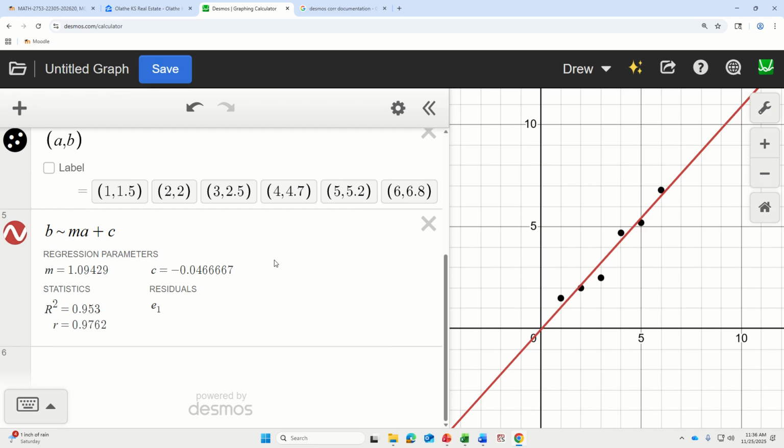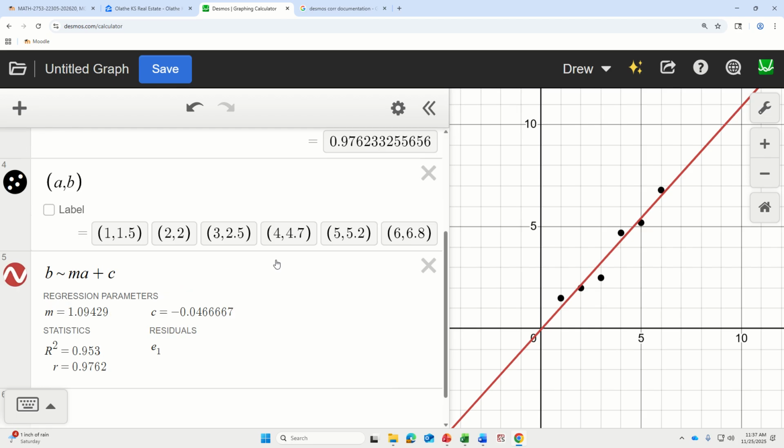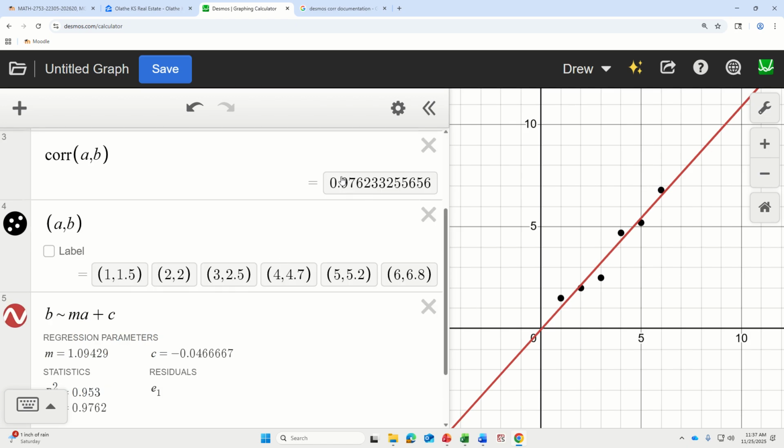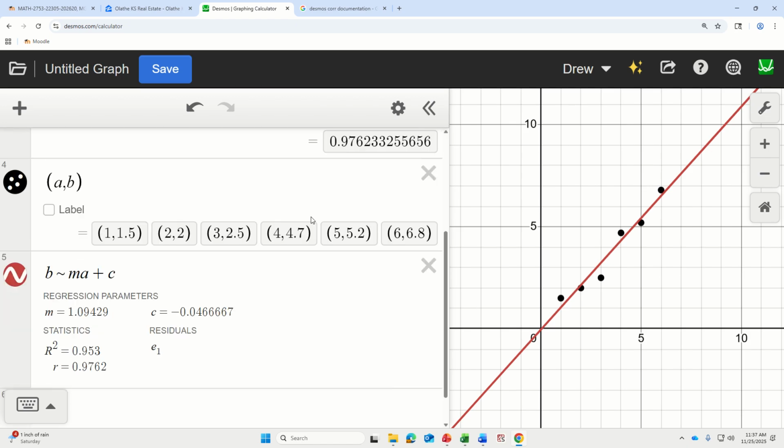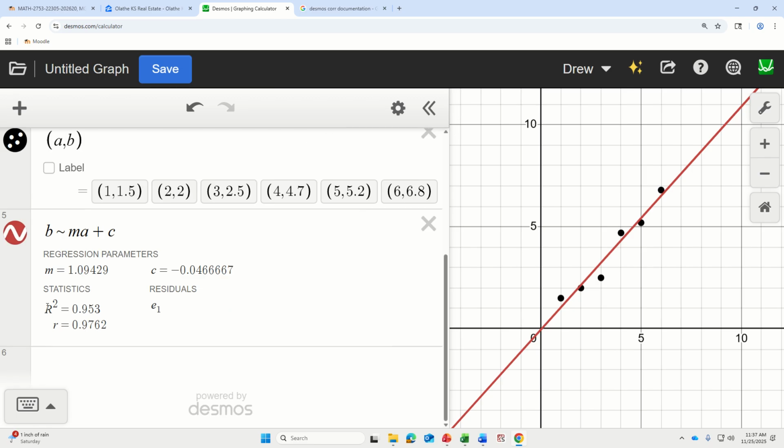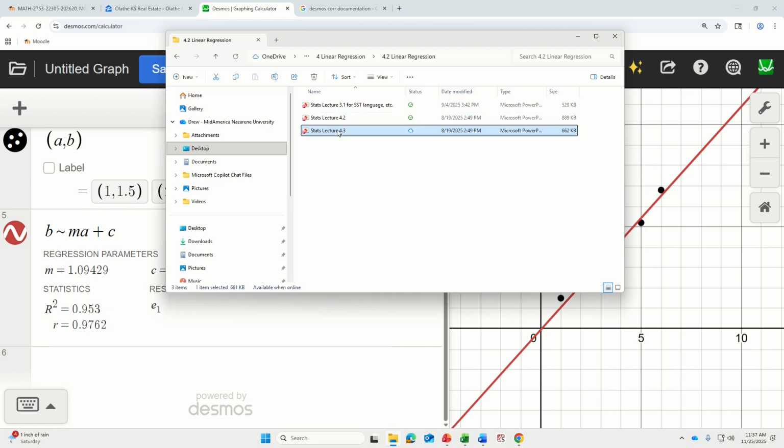And it's going to tell me my linear correlation coefficient. This little lowercase r is my linear correlation coefficient, 0.9762. Because I changed some of the numbers, so now it's 0.9762. It's a pretty strong correlation. And it gives me one other thing. That one other thing is capital R squared. And this is called the coefficient of determination. It's a very fancy name.